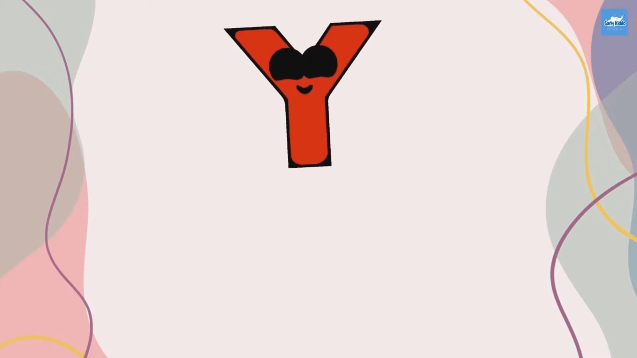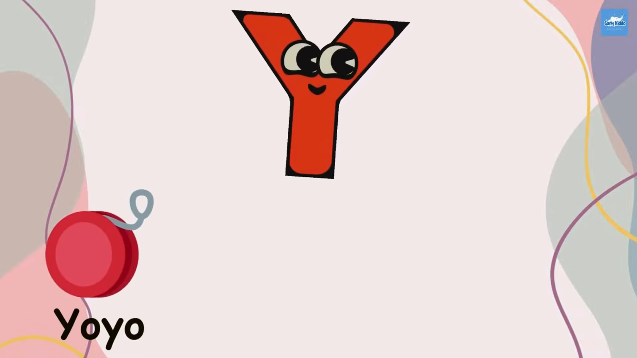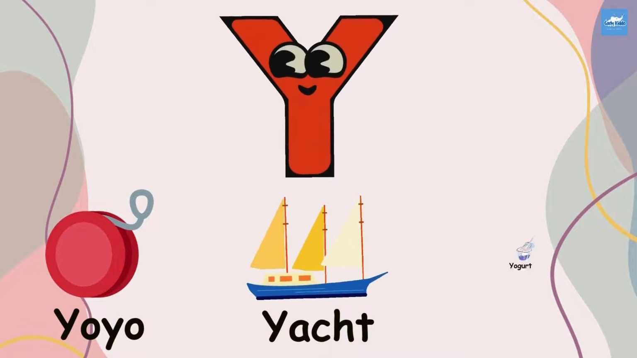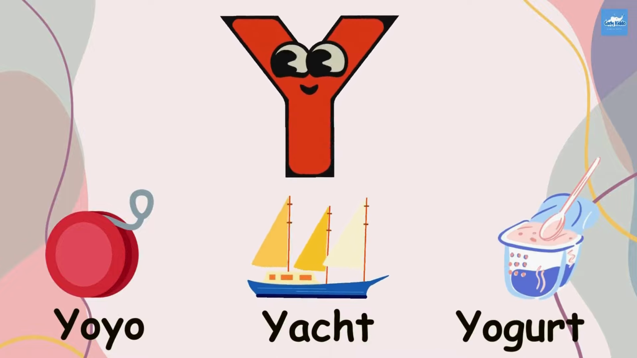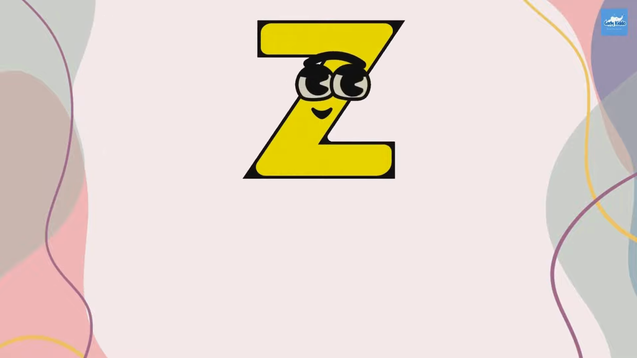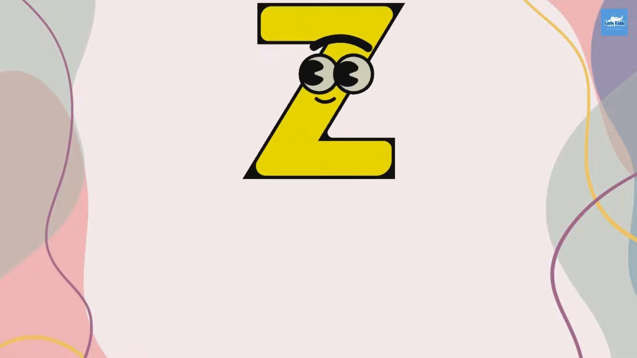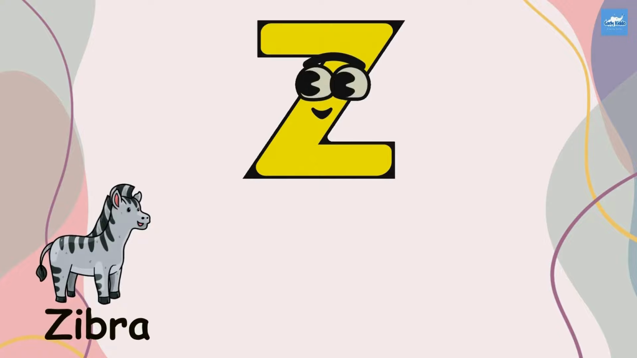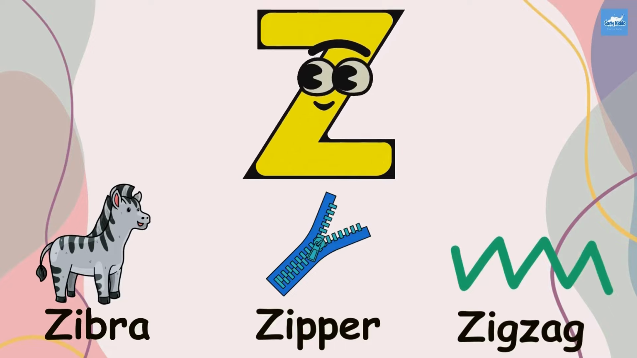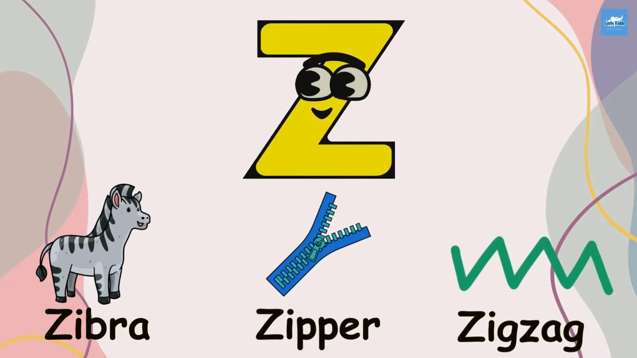Letter Y. Y for yo-yo. Y for yacht. Y for yogurt. Y says ya. Letter Z. Z for zebra. Z for zipper. Z for zigzag. Z says z.